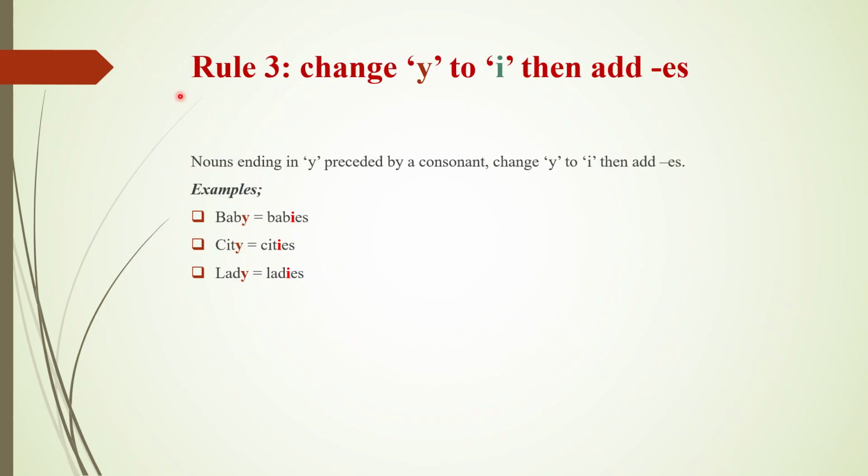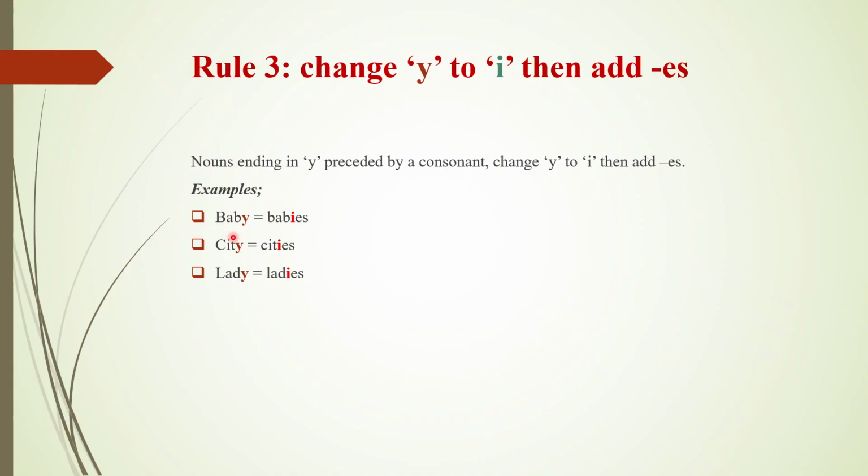Then for rule number three, we are supposed to change y to i, then we add es, but this happens if the noun ends in a consonant followed by y. If that happens, we change the y to i, then we add es. I want to have a look at my examples here.